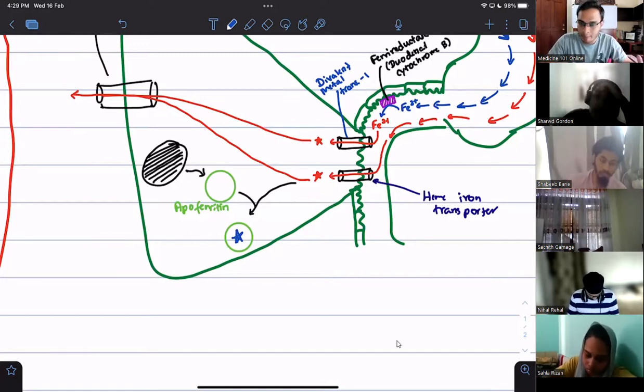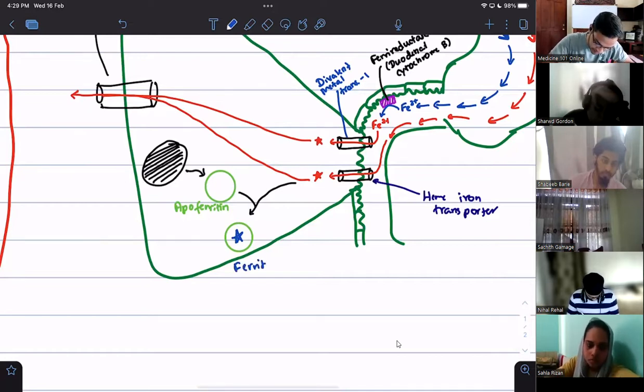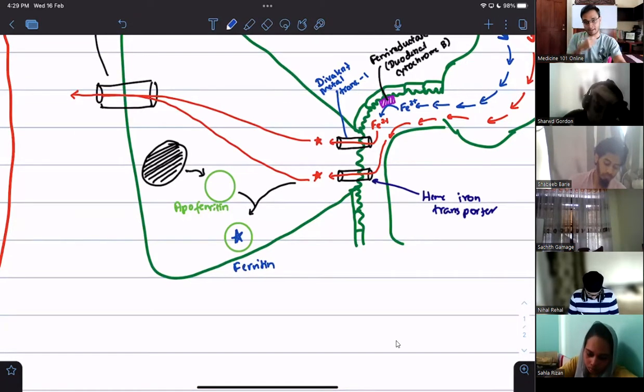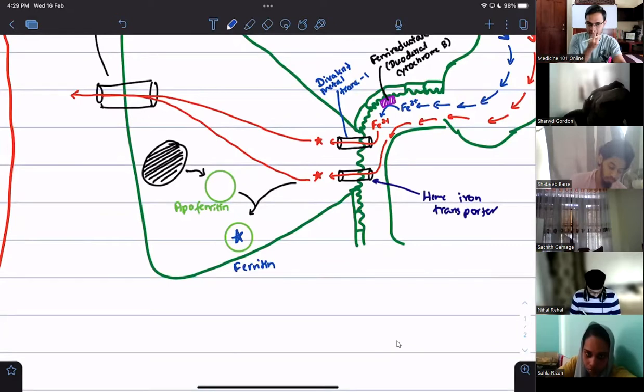Yes, you remove the apo part. This is now called ferritin, right? Apoferritin, once it is loaded with iron, we call it ferritin. Just remember, this iron is in ferric form, okay? The blue form, right?